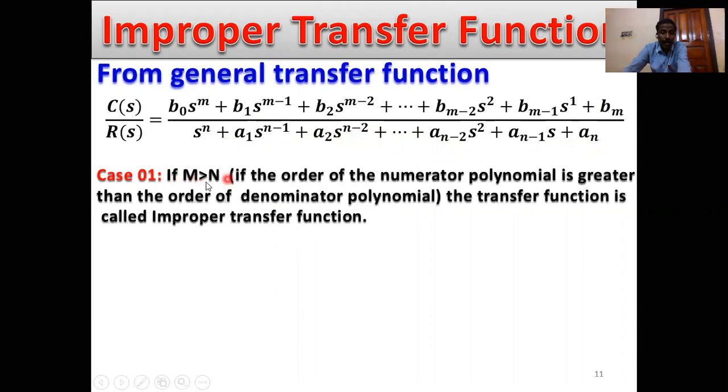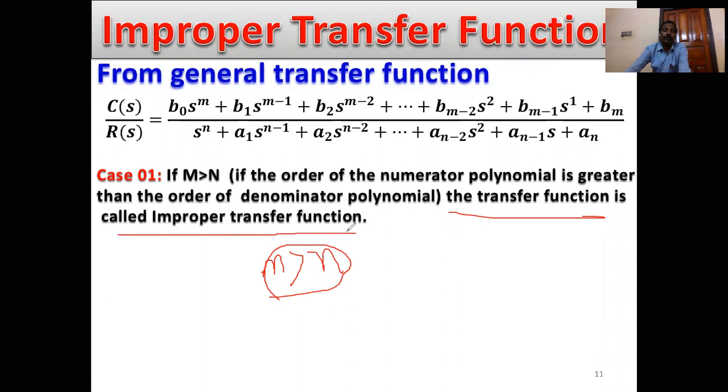If M is greater than N, that means the numerator power is greater than the denominator power, the transfer function is called an improper transfer function. If the order of the numerator polynomial is greater than the order of the denominator polynomial, the transfer function is called an improper transfer function.